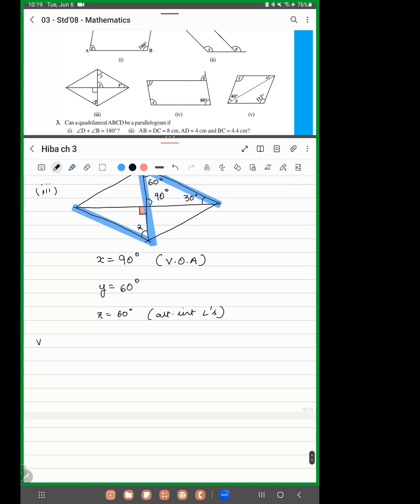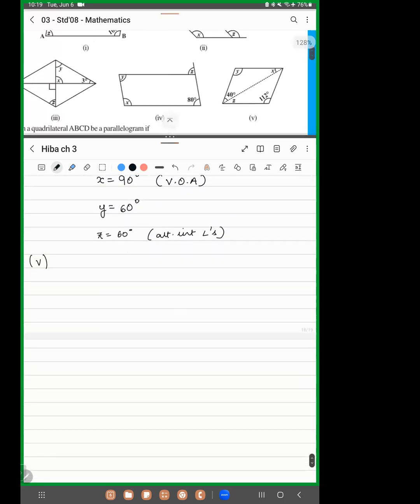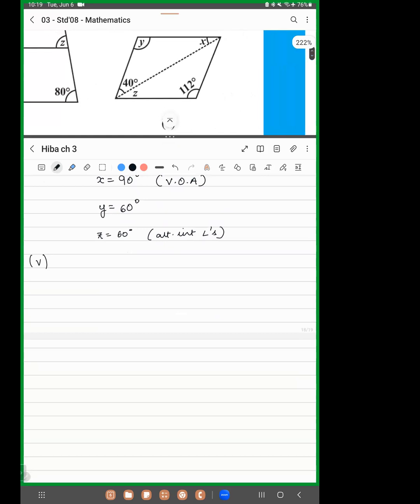Now let's come to the fifth one. Fifth one is confusing because there's a line that is dividing it, so that's why. Okay. Is it because it's a triangle? It's forming a triangle. Let's see. Don't worry. I'm not going to make the dotted line. I'm just gonna make a straight normal line. Okay. And this is y. This is 112. This is z. This is 40. This is x. Okay.